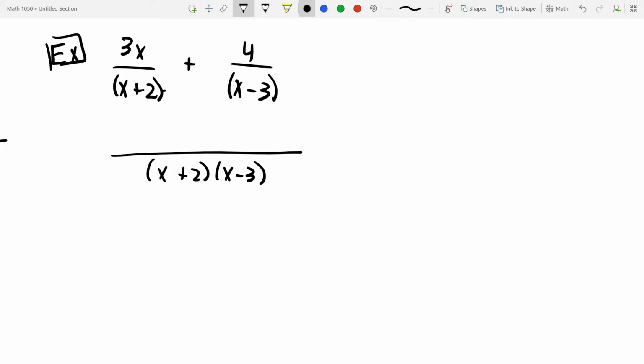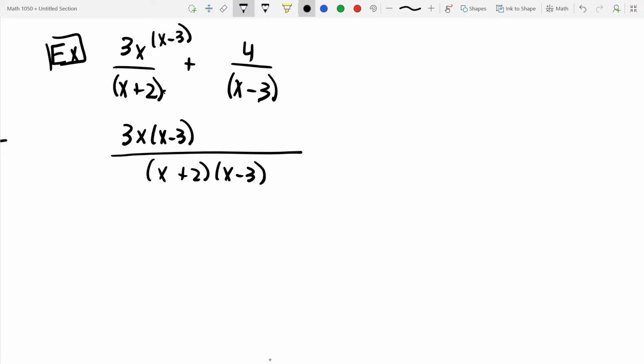So then you look at this one and say, okay, he's got the x plus 2, he's missing the x minus 3. So technically, I'm multiplying the bottom by an x minus 3 to get that common denominator. Therefore, I must do the same thing to the top. So I'm going to put an x minus 3 right there. Now, some people do this, 3x times x minus 3. I don't encourage that. I'm going to tell you why in just a second. Let's move to the next one.